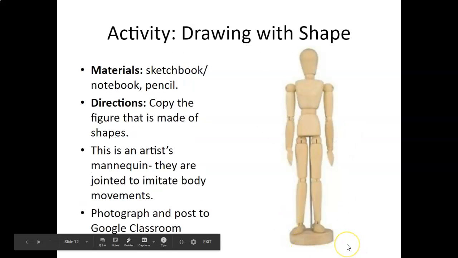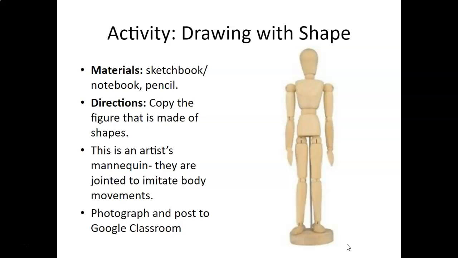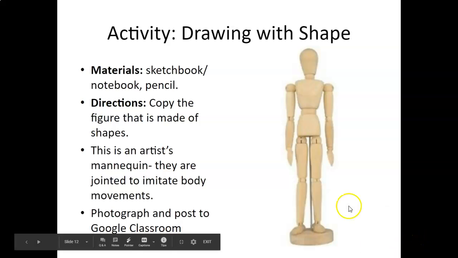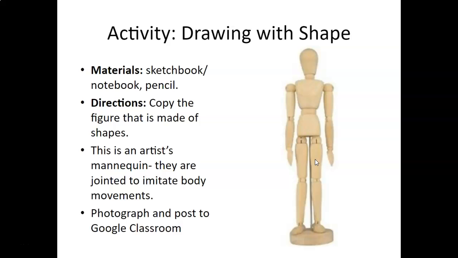And then what you're going to do is also copy the figure that's made of artist shape. This is an artist mannequin. Sometimes we use these in class. They're used to imitate body movements. If you don't have a model, you can move it around because where all the little joints are, it will actually move. And it's a very easy, simple way to draw the human figure and learn how to do that.